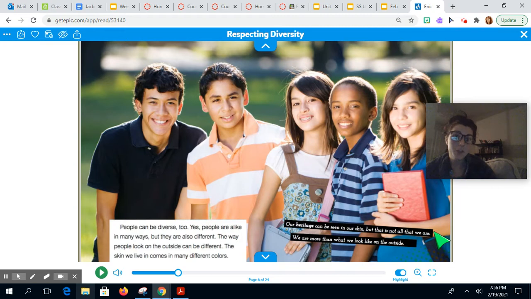People can be diverse too. Yes, people are alike in many ways, but they are also different. The way people look on the outside can be different. The skin we live in comes in many different colors. Our heritage, or the things passed down from our family from generation to generation, can be seen in our skin, but that is not all that we are. We are more than what we look like on the outside.